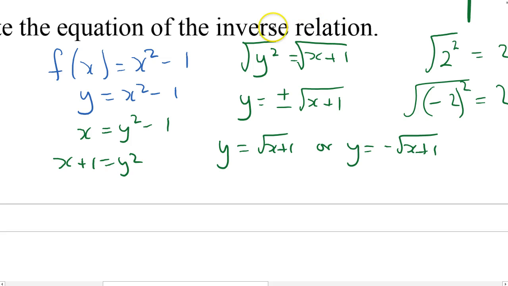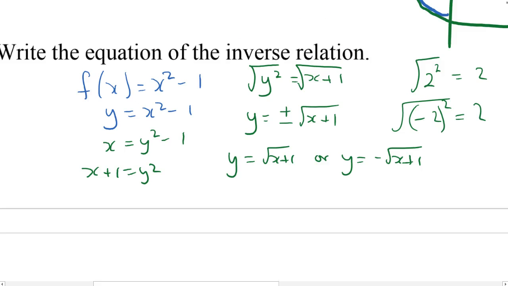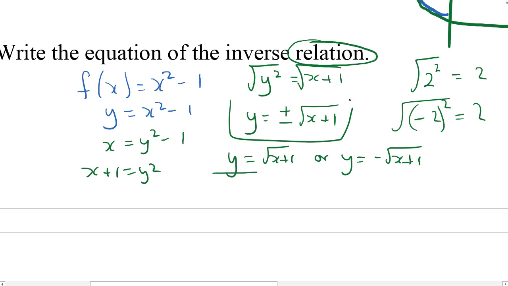And so that's why, if you noticed, it said write the equation of the inverse relation. It didn't say of the inverse function, it said of the inverse relation. So this is why we get, and in fact, that's a good enough way to write it. That's why we get that shape that we do.